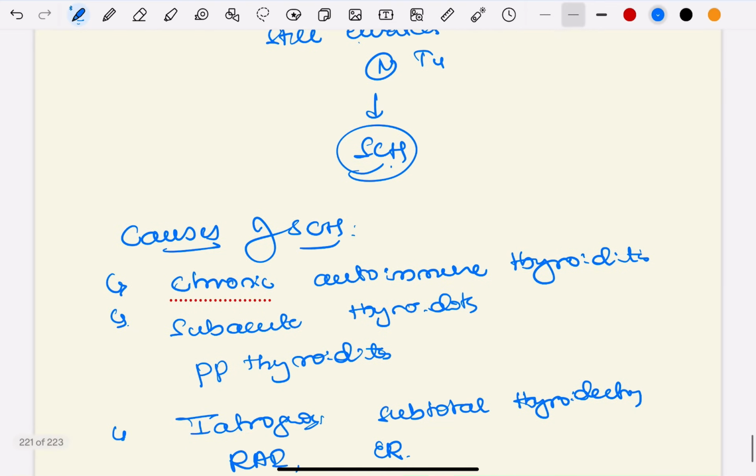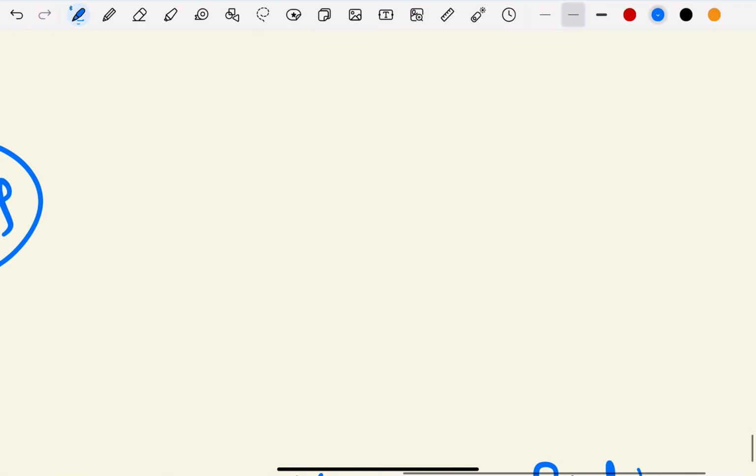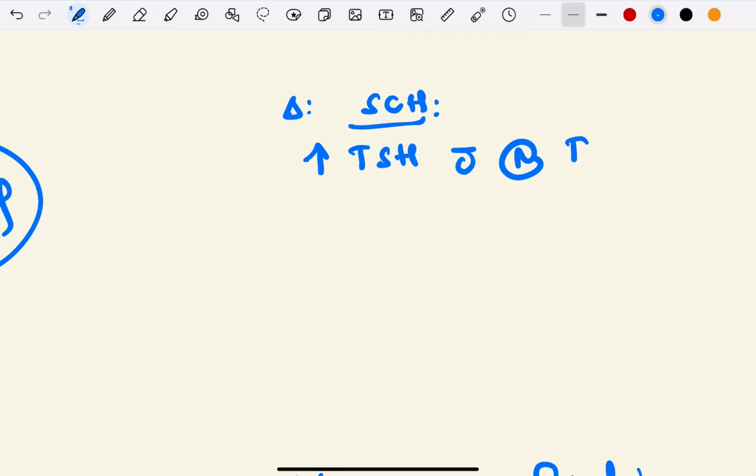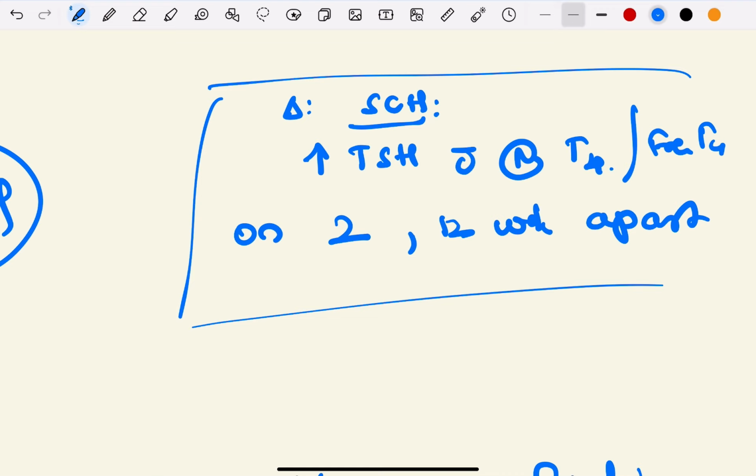So how to diagnose? How to diagnose SH? Diagnosis of SH. So SH diagnosis is just simple. TSH has to be elevated. One thing is, it has to be elevated TSH with normal T4 or free T4 on two different occasions, 12 weeks apart. So all the words in this sentence are very important.